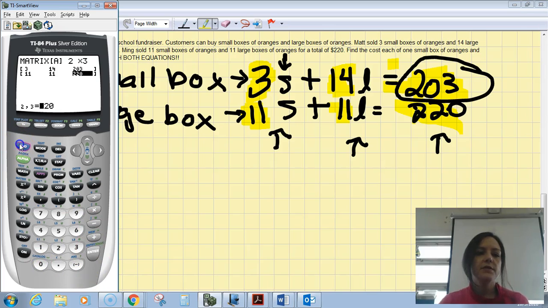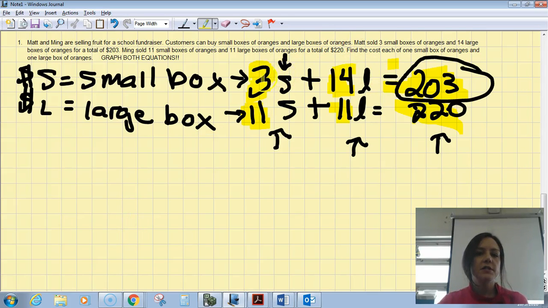Okay, and then you have to quit out of here, right? And then we go back into the matrix, and then we do math, and we are all the way down to B, which is RREF. RREF. And then I put this into matrix A, so I go back into the matrix, I select A, enter. Cool. So here the first column is S, right?